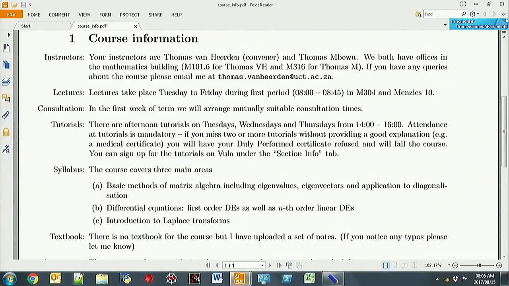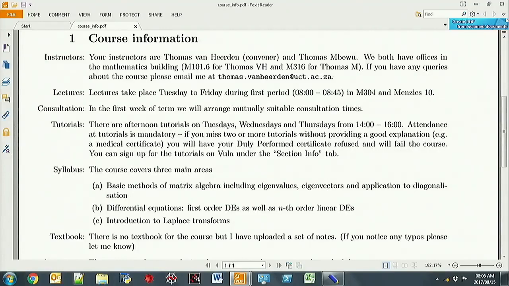We want you to sign up on Vula so that we can print out accurate registers so that we know who's supposed to be in each tutorial venue. Attendance at those tutorials is compulsory, and you have to attend at least 11 of the 12 tutorials. If you don't attend 11 of the 12 tutorials, you'll be DPR'd and you'll fail the course. I realize this seems maybe a little bit strict, but this is the only thing we ask from you.